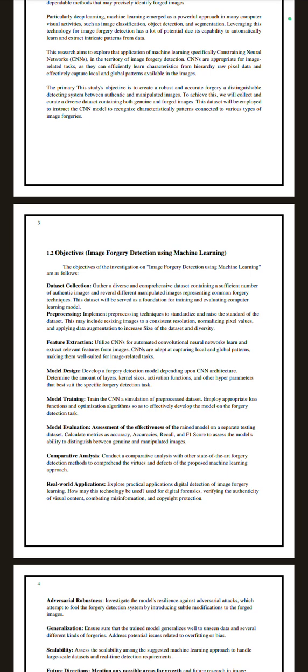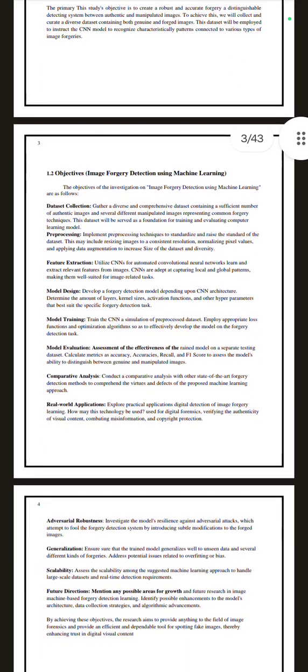dataset and its diversity. Feature extraction: utilize convolutional neural networks to automatically learn and extract features from the images. CNNs are adept at capturing local and global patterns, making them well suited for image-related tasks. Model design: develop a forgery detection model based on CNN architecture, determining the number of layers, kernel size, activation functions, and other hyperparameters that best suit the specific forgery detection task.